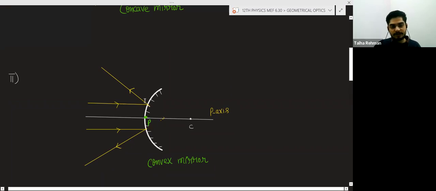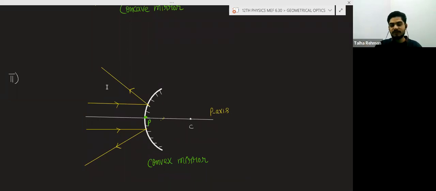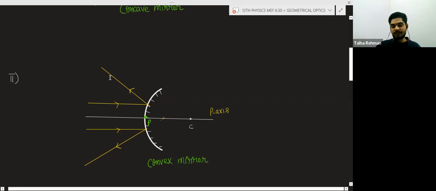This ray of light is reflected like this, and this ray of light is reflected like this. Now this is the reflected ray and this is the other reflected ray. You can see both the reflected rays are diverging. Diverging rays will never meet.